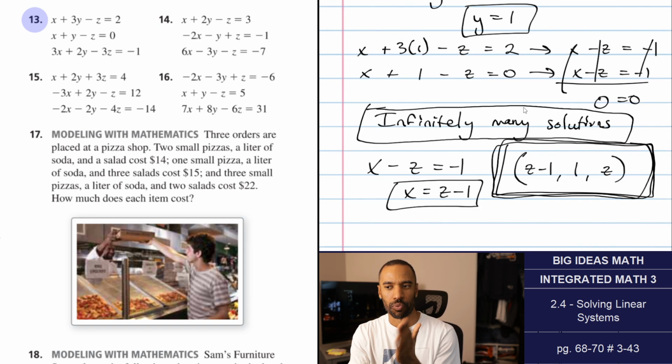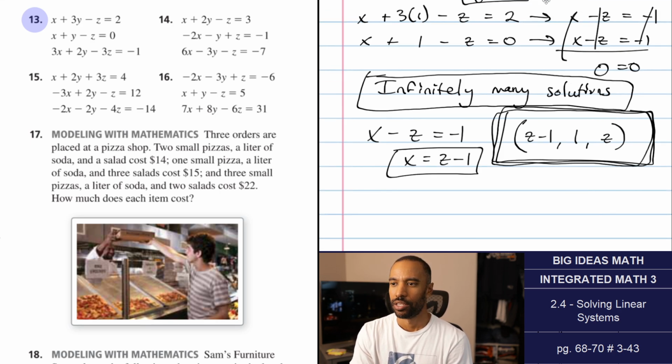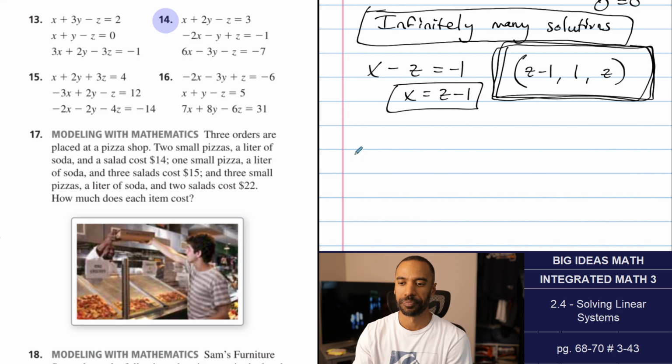I was trying to think what to do with y equals 1 and when they canceled, but I think that's what I do there. Okay. So that's one infinitely many solutions case. Let's go to number 14. If you didn't understand that one, let's find another infinitely many solutions one. Do it again. We'll do it till it makes sense to you. Hopefully it does. x plus 2y minus z equals 3.